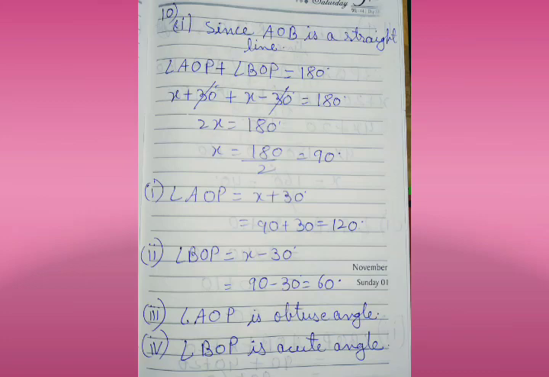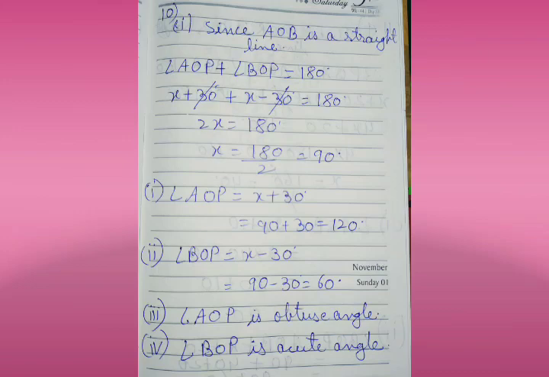Subpart 1. Since AOB is a straight line, therefore angle AOP plus BOP is equal to 180 degree. X plus 30 plus X minus 30 is equal to 180 degree. So 30 30 cancel, plus 30 minus 30 cancel. So what is left? 2x. 2x is equal to 180. So x is equal to 180 by 2, and this is equal to 90 degree.